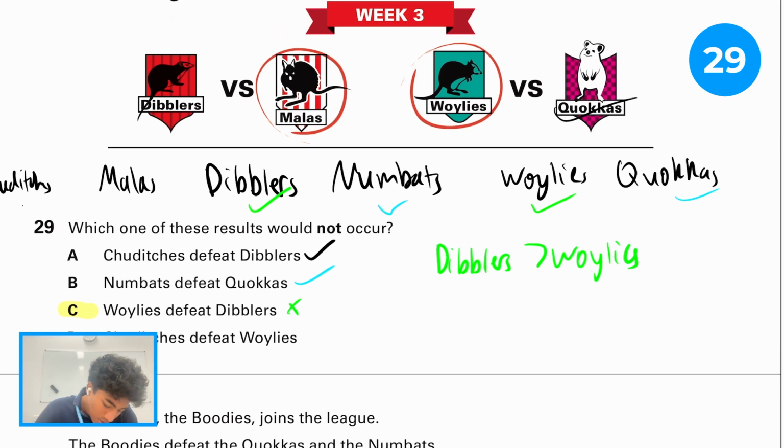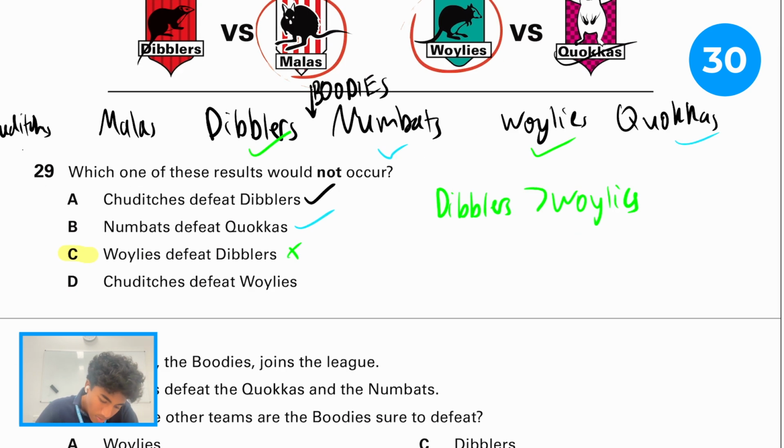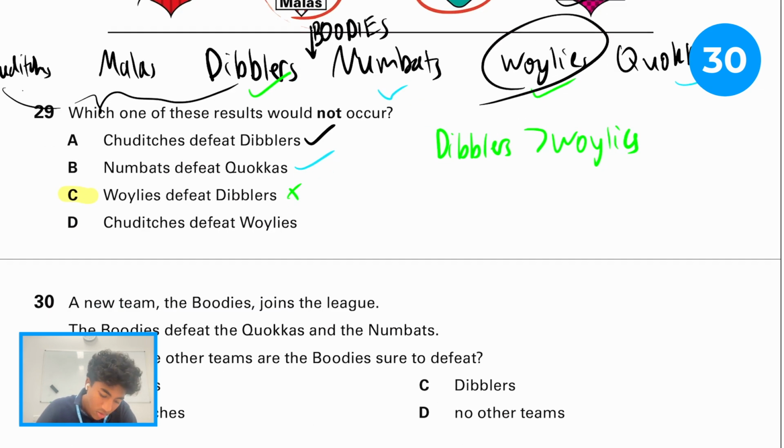A new team, the Booties, join the league. The Booties defeat the Quackers and the Numbats. That means the Booties are here, right? Because they're better than the Numbats, they're better than the Quackers, but we don't know if they're better than these three teams. That means we have to assume that they're worse. So we assume the Booties goes here. That means they have to be better than the Woylies already, because the Numbats are better than the Woylies and the Booties are better than the Numbats. That means they are sure to defeat the Woylies.